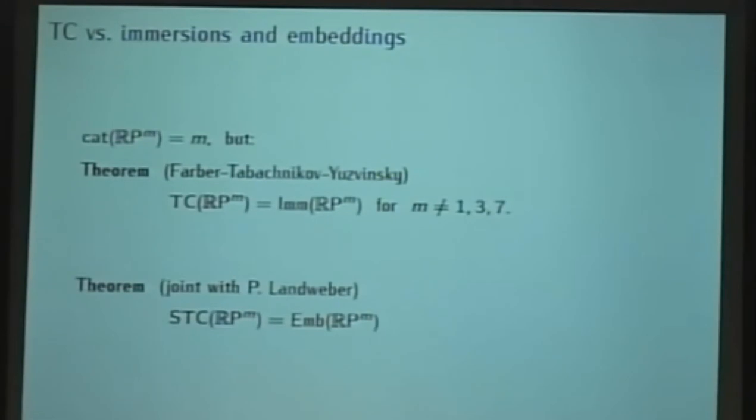In other words, describing embeddings of real projective space into Euclidean space is nothing but producing efficient systems of local motion planners for RPM. Now, although the embedding result is a little bit more technical to prove, it turns out that the immersion result, Farber's result with Abakikov and Sergei Juzvinsky, is really very simple to prove in retrospect.